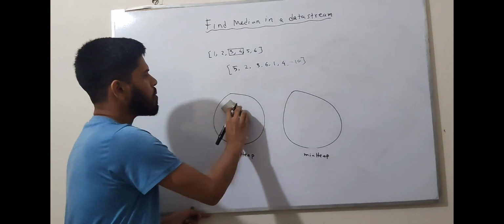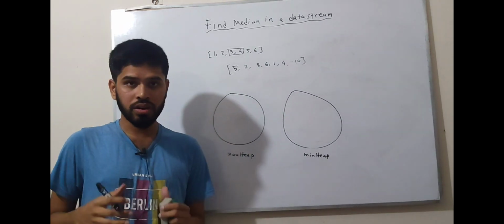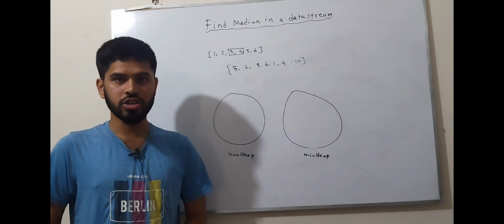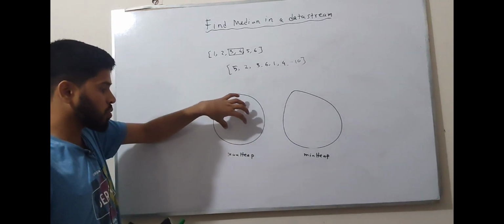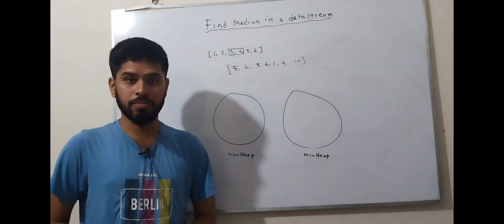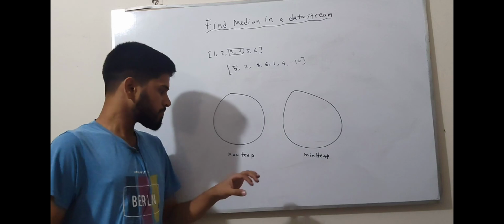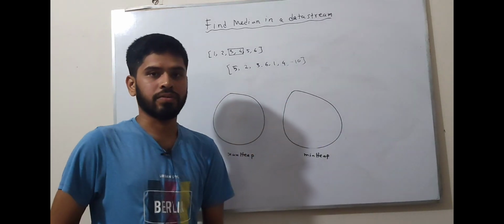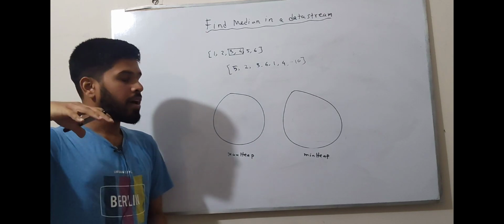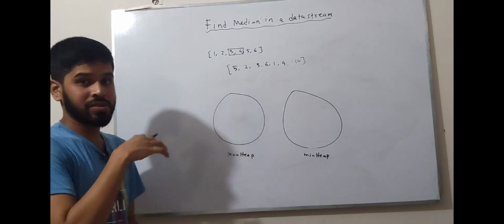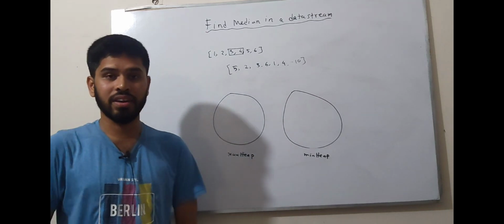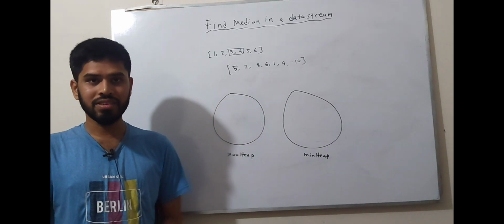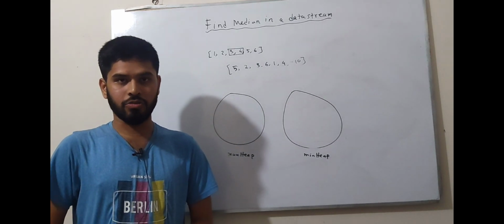So now we're going to talk about our core logic, how we can store our elements here and here by partitioning. The minimum element in our max heap, maximum element in our min heap. So you can find out the minimum from the right and maximum from the left. So we can easily find out the median. This is kind of self-explanatory.